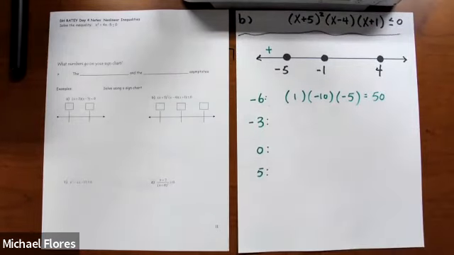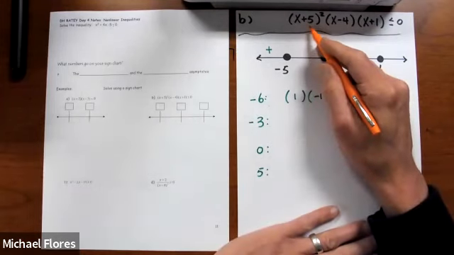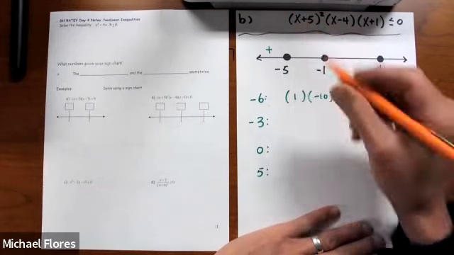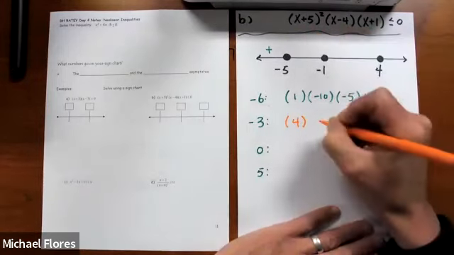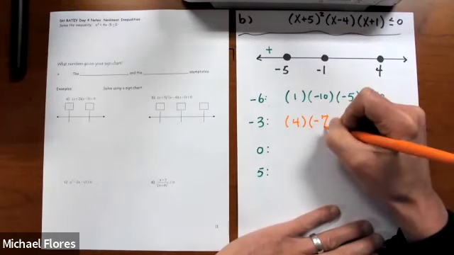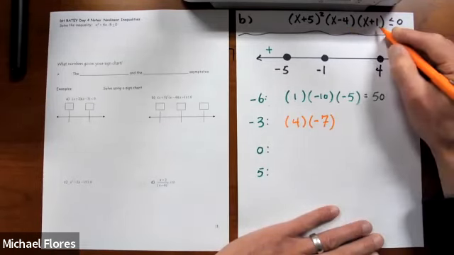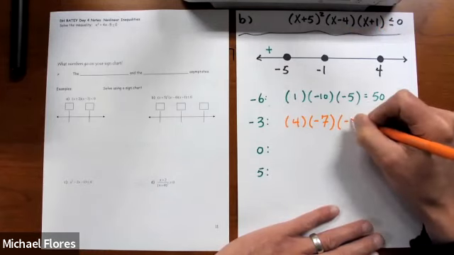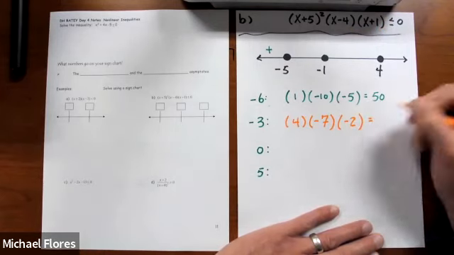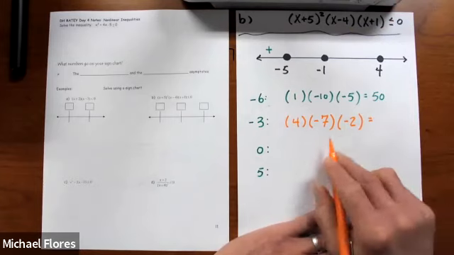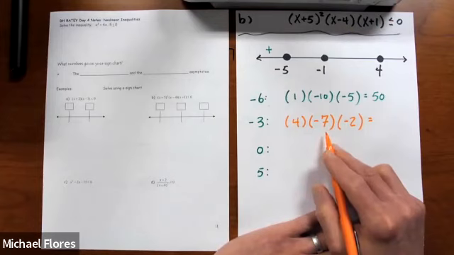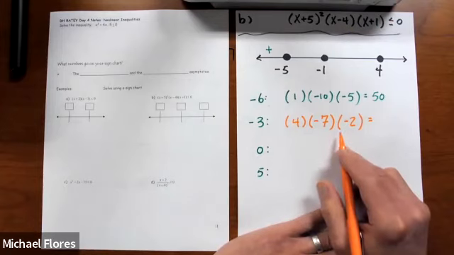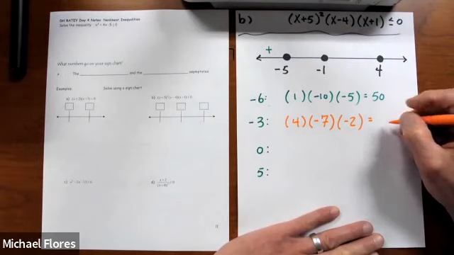Now let's use -3. We took -3, plugged it in here. -3 plus 5 is 2. 2 squared is 4. -3 minus 4 is -7. -3 plus 1 is -2. Now, 4 times -7, that's -28. -28 times -2. What is that? Well, it's 56, isn't it?